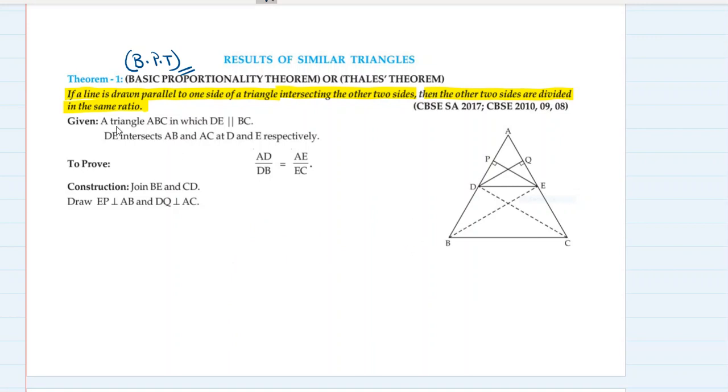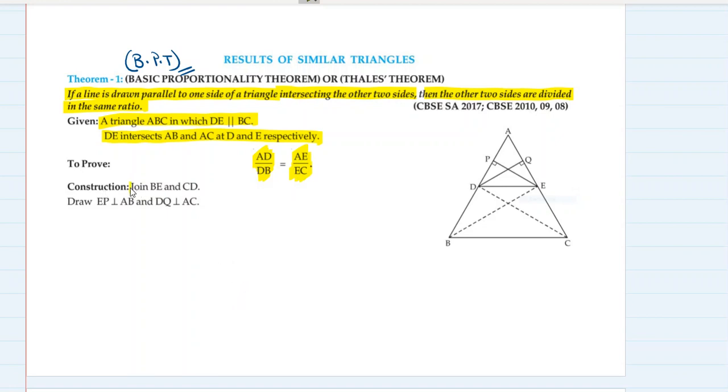Okay, so we have written given. Please, when I tell you to pause the video and note down everything, please do that. Otherwise, you will never understand how we proved it. In given, please write a triangle ABC in which DE is parallel to BC. DE intersects AB and AC at points D and E respectively. We have to prove that AD upon DB is equal to AE upon EC.